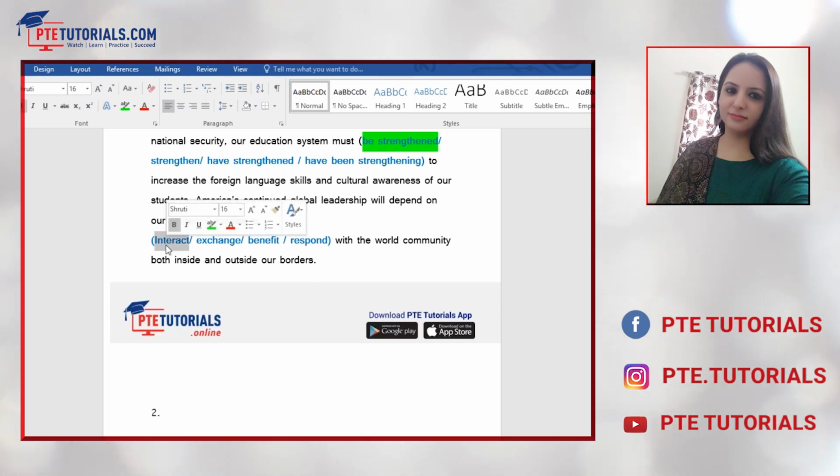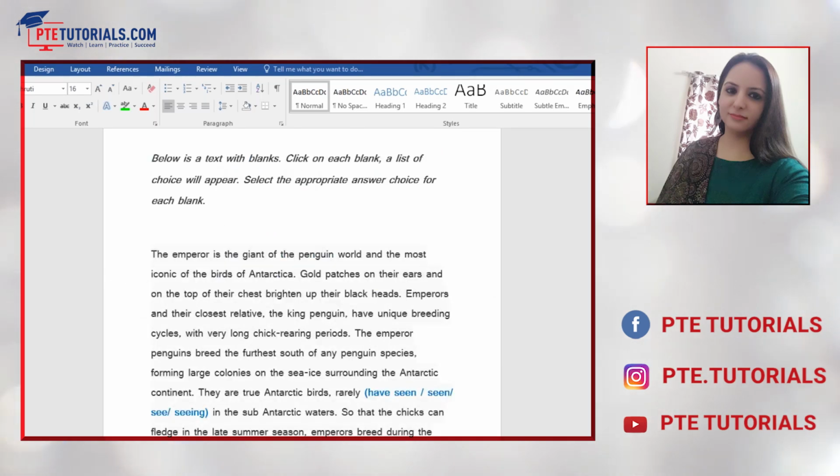Coming to the next. It's a very easy one. You can give the answer even from this line. They are true Antarctic birds, rarely dash in the sub-Antarctic waters. What will be the answer here?